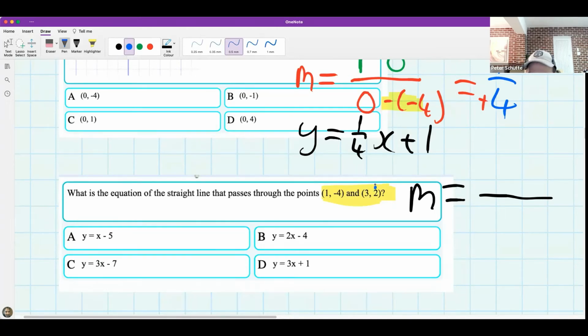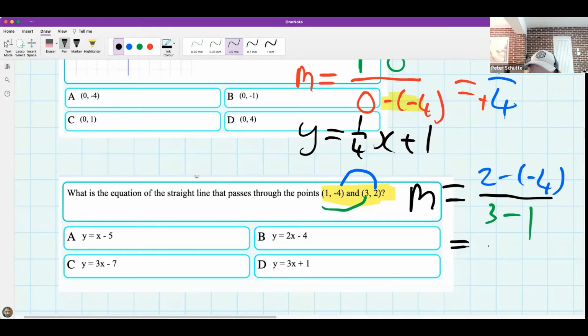Okay, so let's start. You don't have to start here, but I am, so 2. And then this is 3 minus 1. Yep, that looks okay to me. And so minus and minus, so I have 6 over 2. So I get my gradient is 3. So I know I can exclude like this one and this one, but I don't know which of these 2.